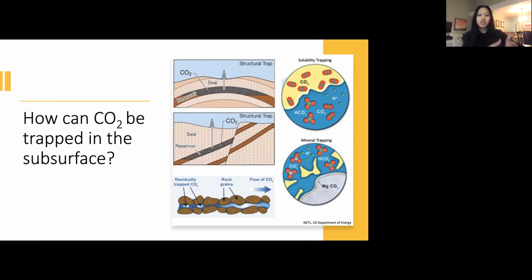But if you're injecting CO2 into, I'm not sure about carbonates, but in basalt, like what Carbfix is doing, the mineral trapping can happen as fast as in less than a year. And it's because of the reaction between the CO2 and the basalt.